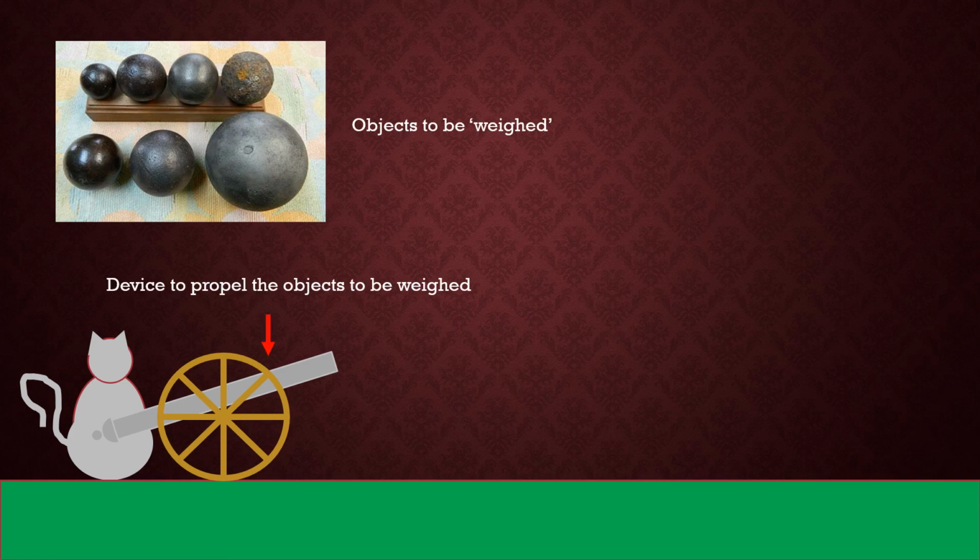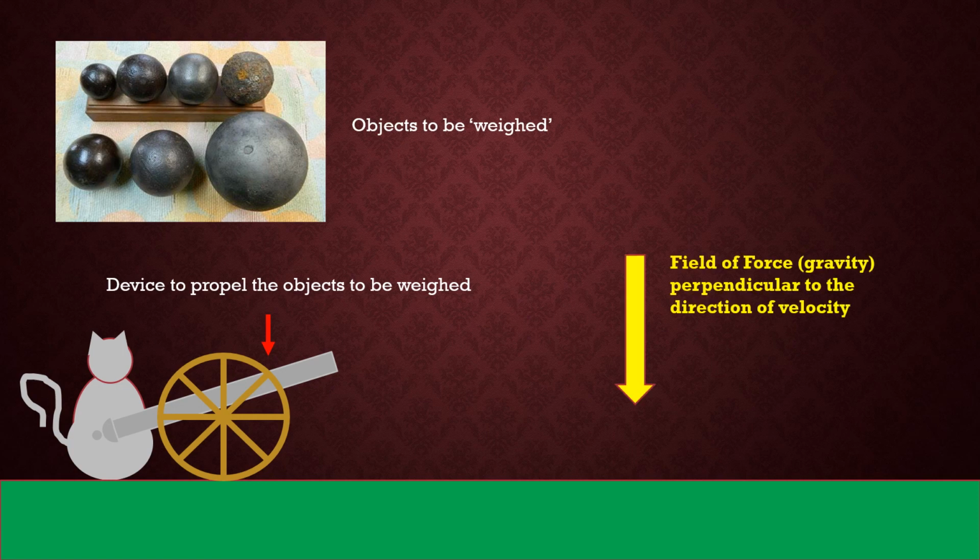If we look carefully at what's going on, we recognize that the principal elements of this experiment are objects to be weighed, a device to propel the objects at a certain velocity, and a field of force, in this case gravity, that's perpendicular to the direction of the velocity, pulling them off, deflecting them in effect. So you're deflecting an otherwise linear trajectory and using the deflection to essentially indirectly measure the weight of the object.